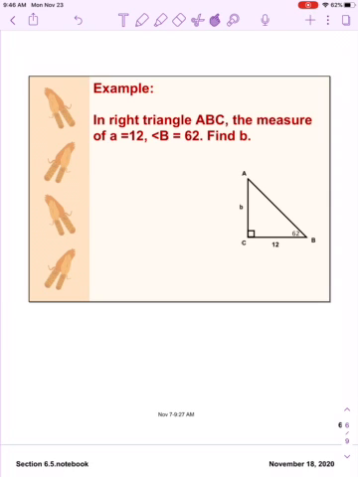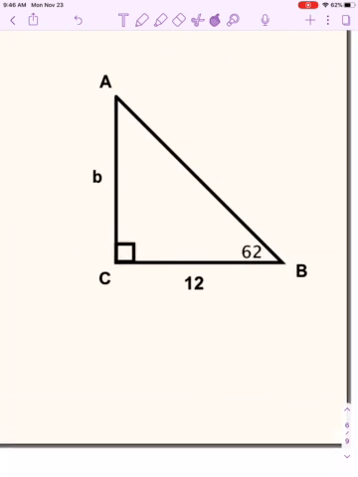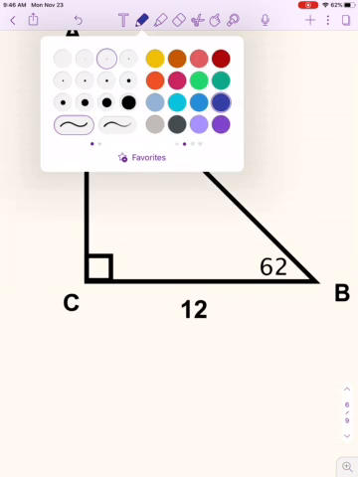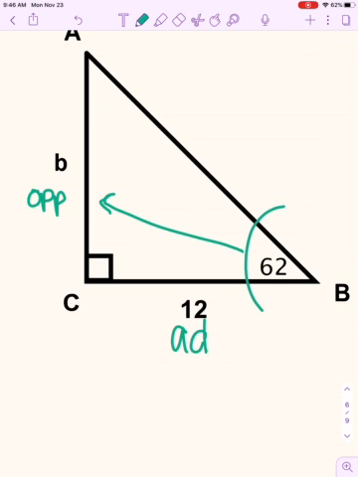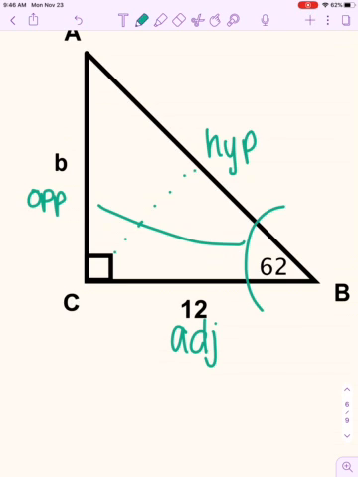Then we're going to look at this. In right triangle ABC, the measure of side A is 12 and angle B is 62. We're asked to find side B. I gave you a picture already. You need to have an angle of focus, so our angle is the angle they gave us, which is B. In relationship to angle B, this is the opposite, this is the adjacent, and this is your hypotenuse. Your hypotenuse is always across from your right angle. Opposite is across from the angle you're talking about, and the adjacent is the one next to the angle that you're talking about.